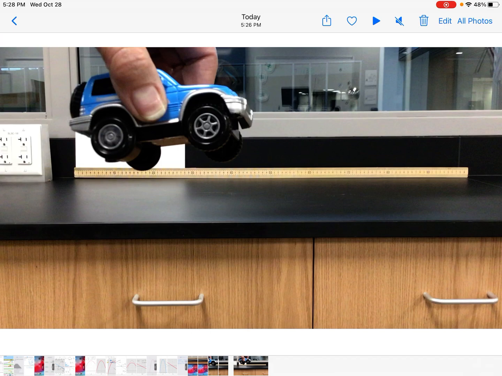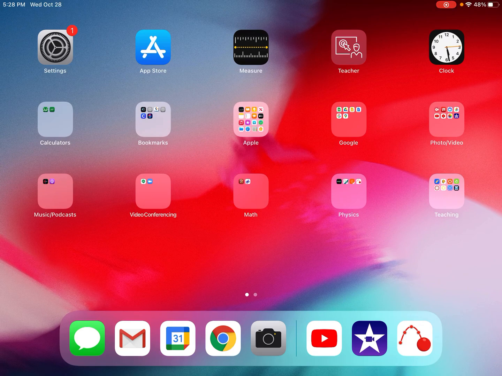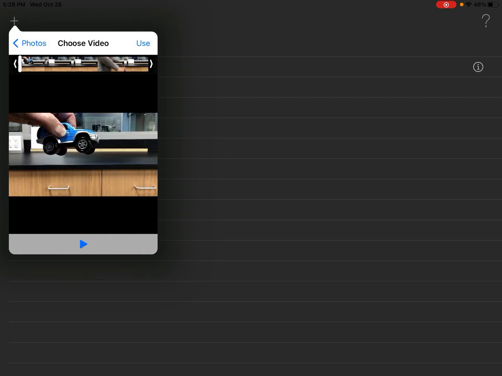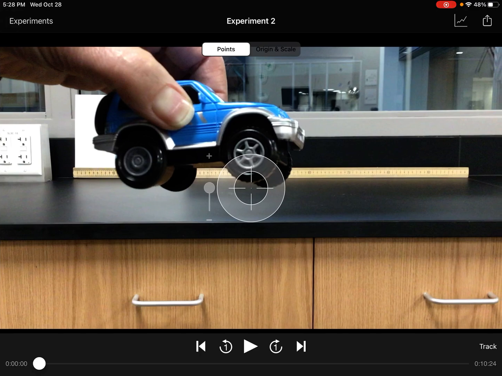Really anything will work. So after I take that video, I'm going to go to an app called Video Physics, and I'm going to press the plus button, and I'm going to choose that video. And I'll edit it a little bit because I don't need the whole thing. So I'll start right there, and I'll use the video.